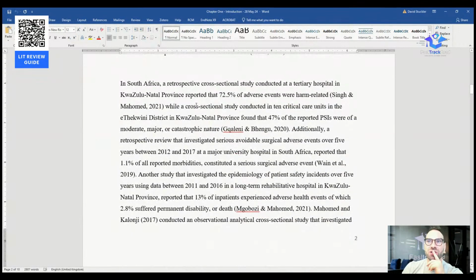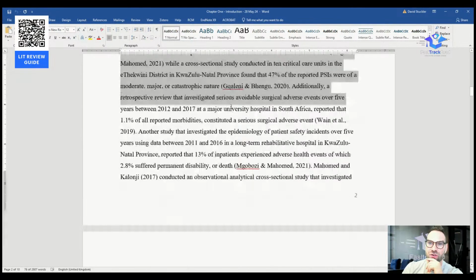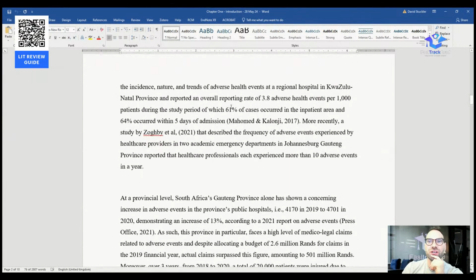Okay, it's still not seeing a gap. We need to get to a gap. Okay, now it looks like you've got developing country studies. So you can see, guys, I'm all the way down here and I don't see a gap. And this is a problem.